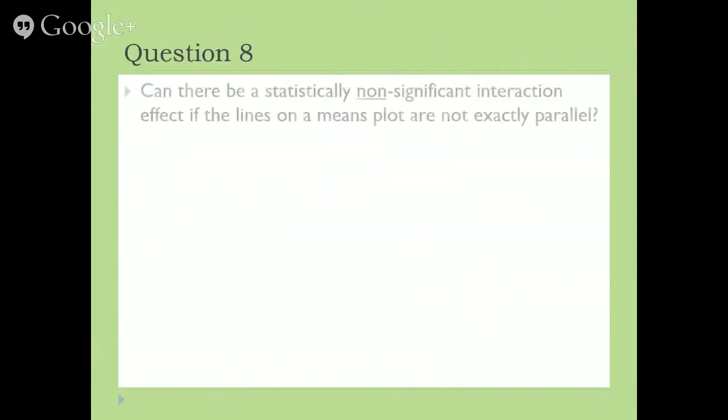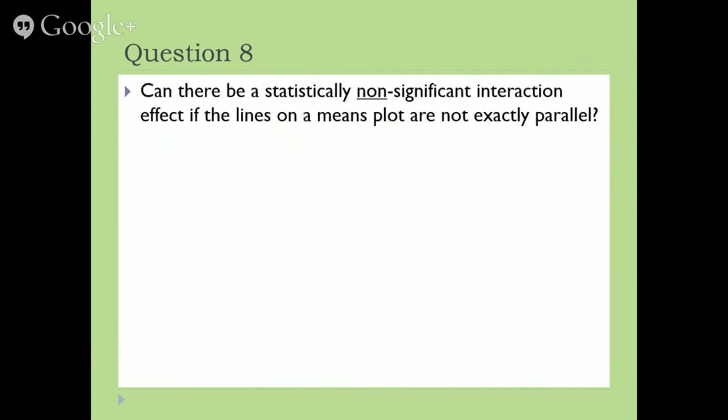This leads us to question 8. Can there be a statistically non-significant interaction effect if the lines on a means plot are not exactly parallel? So I've told you that non-parallel lines mean that there is a statistically significant interaction, or there is an interaction, and then you have to test it for significance. But can there be an interaction effect that's non-significant if the means plot lines are not quite parallel?